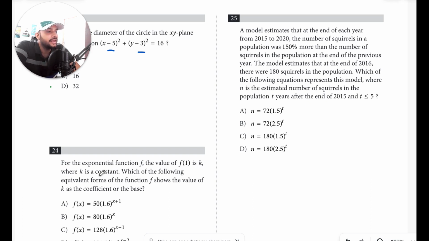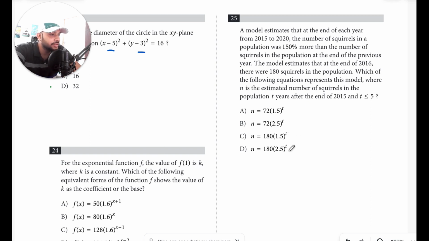The model estimates that at the end of 2016, there were 180 squirrels in the population. Which of the following equations represents this model, where n is the estimated number of squirrels in the population t years after the end of 2015? Okay. After the end of 2015, t years after the end, so t is equal to 1 would mean 2016. So 180 is at the end of 2016, which is t is equal to 1.